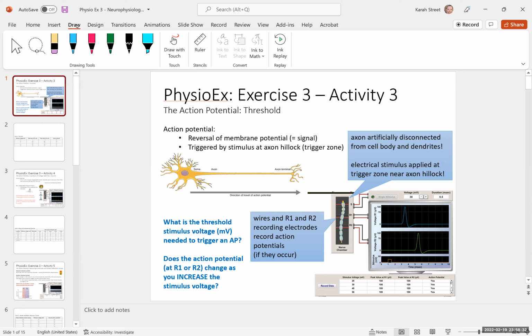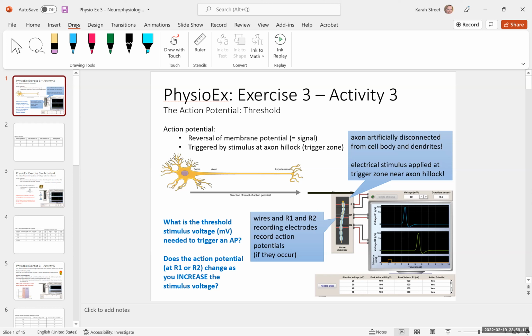The number itself is not important. Rather, knowing the term threshold and what that means is more important. It's the minimum amount of stimulus required to open voltage-gated channels found at the axon hillock. And in lecture, you learn that the first voltage-gated channel to open is sodium voltage-gated channels, followed by potassium voltage-gated channels. And then down at the axon terminal, we find a third type of voltage-gated channel called calcium voltage-gated channels.